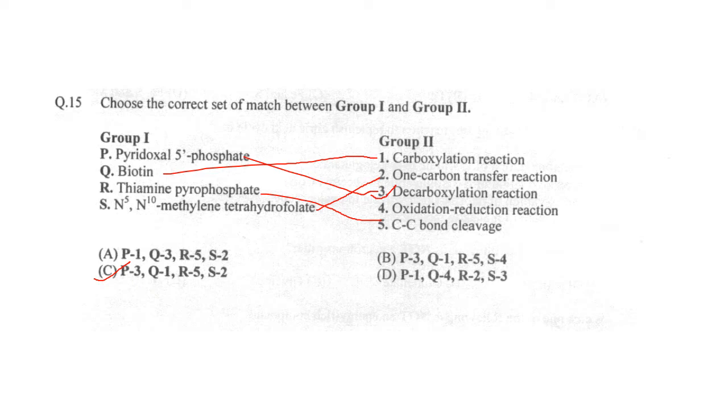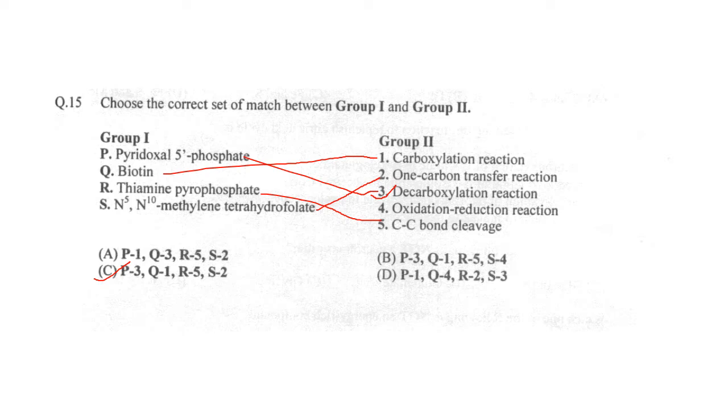Next one. Choose the correct set of match between group 1 and group 2. Pyridoxal 5' phosphate, biotin, thymine pyrophosphate, N5, N10 methylene tetrahydrofolate. Carboxylation reaction, 1 carbon transfer reaction, decarboxylation reaction, oxidation reduction reaction, CC bond cleavage. Pyridoxal 5-phosphate is involved in decarboxylation reaction. So for P it is 3.